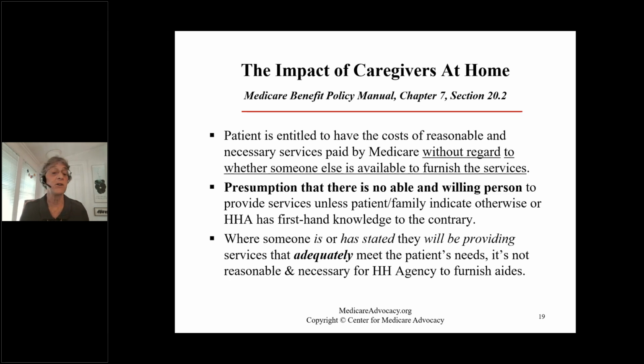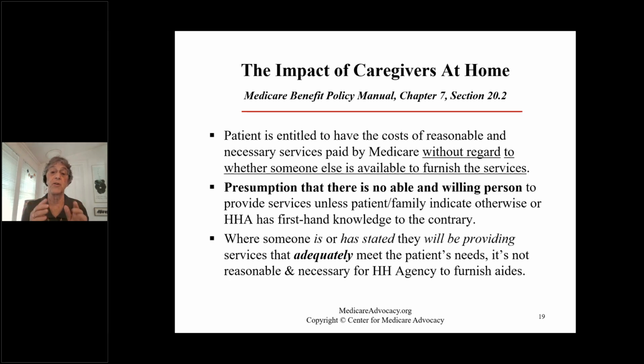Unless the patient or family indicated otherwise, the home health agency should not assume or require that there be another person in the home to provide the services. They shouldn't either deny home health services because they think someone at home should provide them, or deny home health services because there's no one at home and they think it's unsafe. Where someone is or has stated they will be providing services that adequately meet the patient's needs, it's not reasonable and necessary, however, for the home health agency to furnish the aides as well.